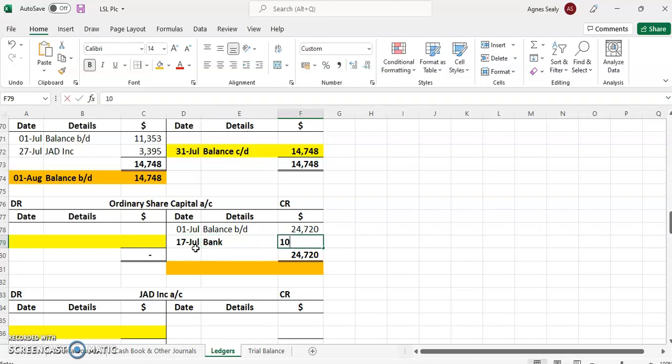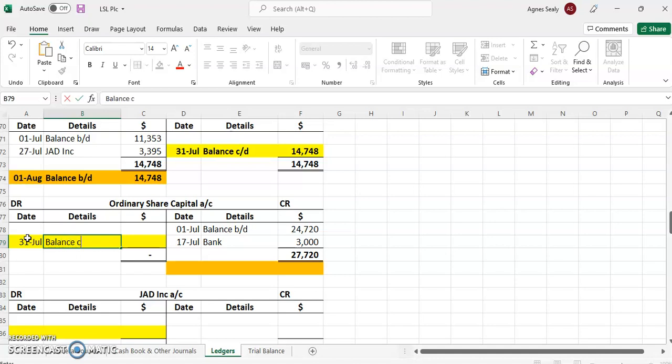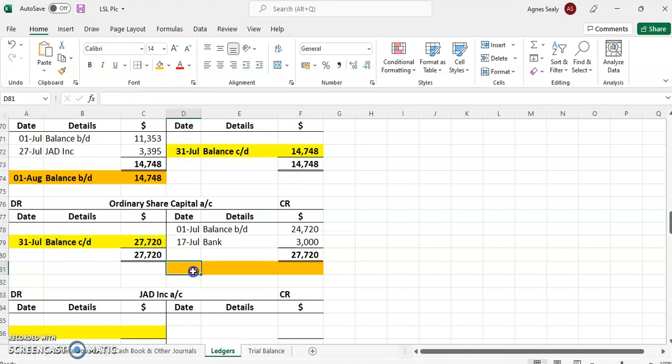Bank, $3,000. That's the capital that was raised. And therefore, 31st of July, balance carried down, 27,720. 1st of August, balance brought down, 27,720.